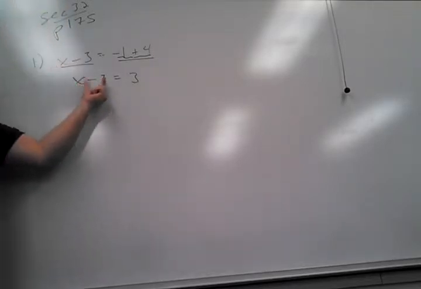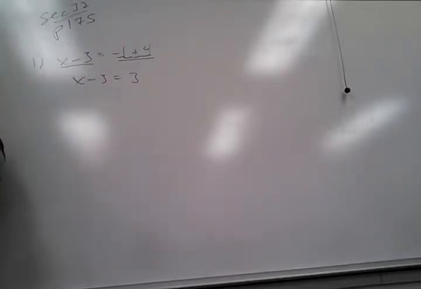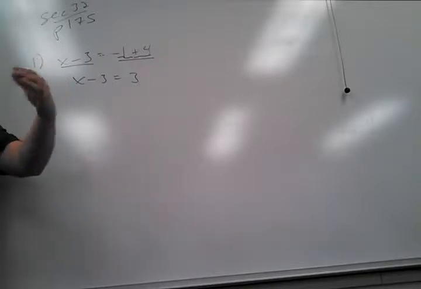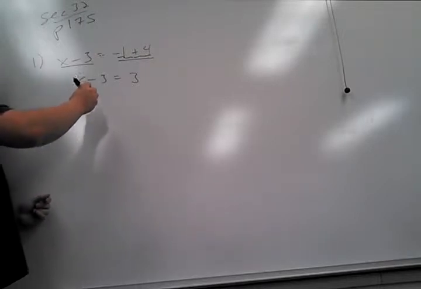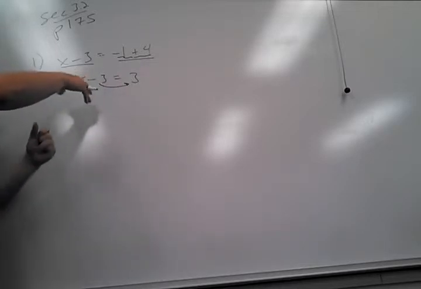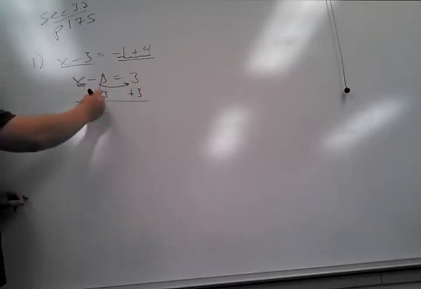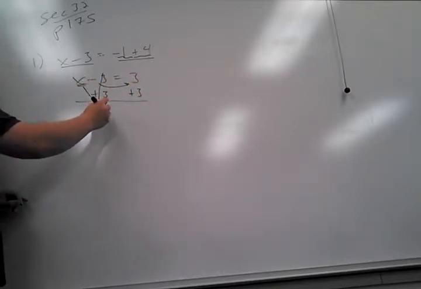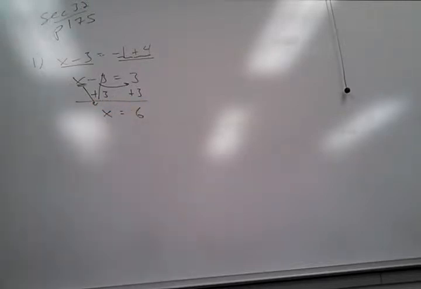The minute you're done and have nothing else you can do on each side, you start asking why my variable is not by itself. What's in the wrong place? I want variables on one side, numbers on the other side. So who's in the wrong place? -3. Right, so how do I kill -3? I add 3. So that goes away, and on this side I have x equals 6. Cool, I like it. Perfect.